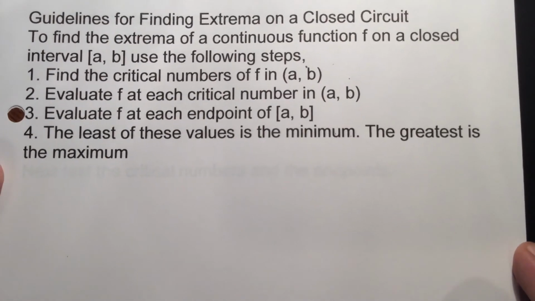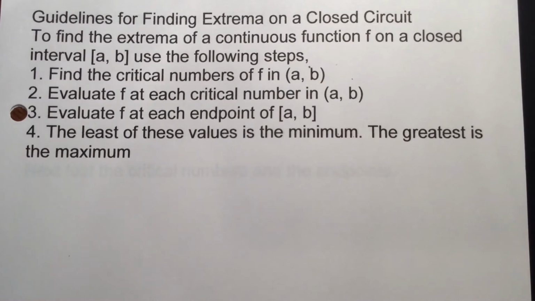So here are the guidelines for finding extrema on a closed interval. So first thing is you're going to find those critical numbers. Then we're going to evaluate each critical number in our function and every endpoint of that closed interval. Whichever one is the lowest is the minimum, and whichever one is the biggest is the maximum. It's really going to be that simple.